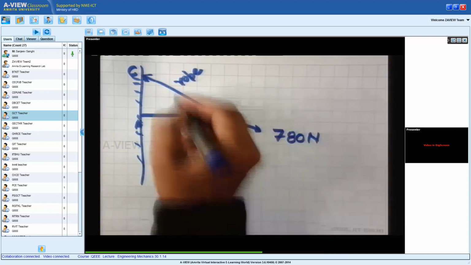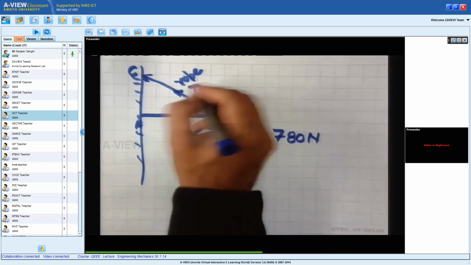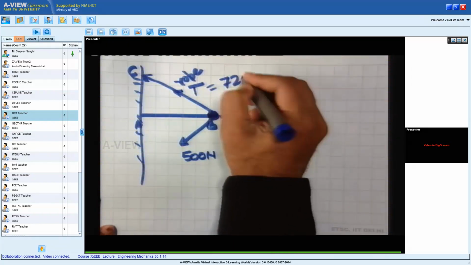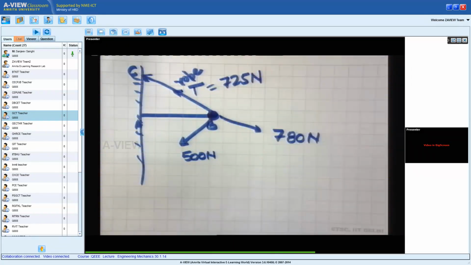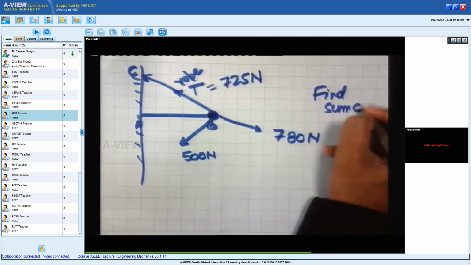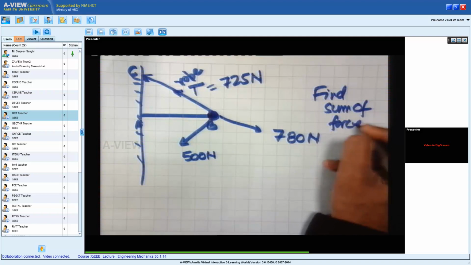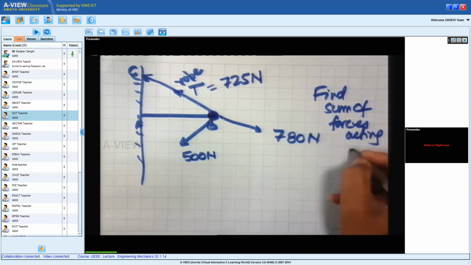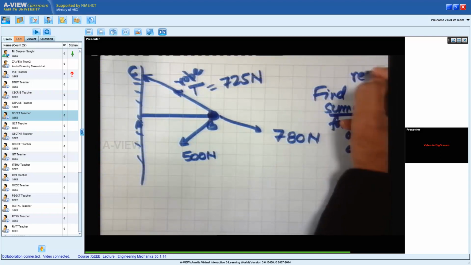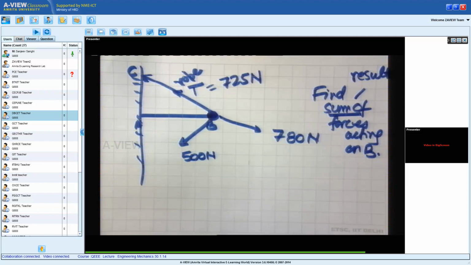and there's another force of 780 newtons, and of course we have this rope in which there's a tension which is given to be equal to 725 newtons. And the problem asks us to find the sum of the forces acting on B. Sometimes for sum we also use the word resultant, find the resultant of these forces.